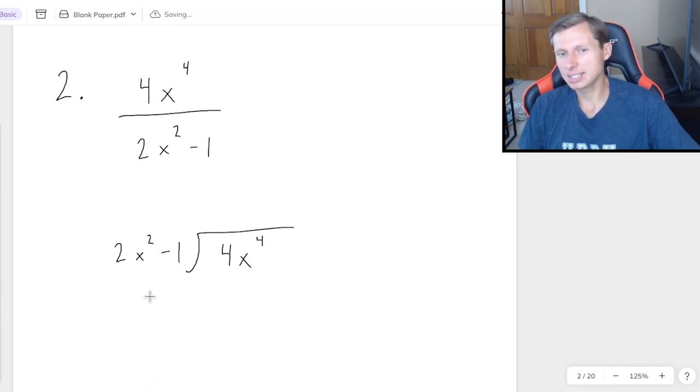And once again, I ask myself, what do I multiply the leading term by, in this case 2x squared, to get me 4x to the 4th? And that's going to be 2x squared, because 2x squared times this 2x squared would get me 4x to the 4th. So in other words, I need to put a 2x squared above my house.